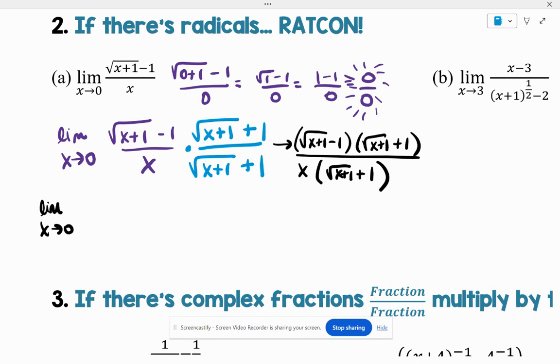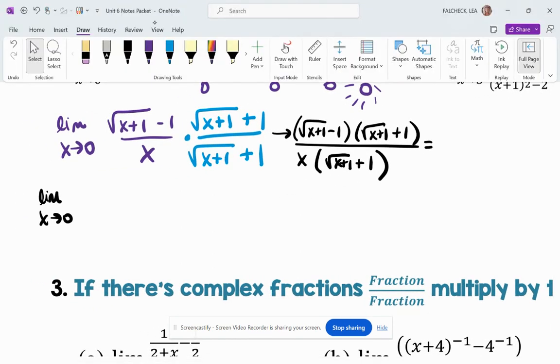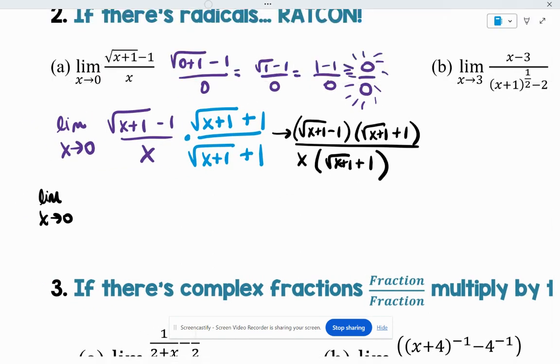Wait until, this is what Logan was saying earlier, right? Wait until you expand the top to see if anything's going to cancel with the bottom before you expand the bottom. And again, I am working into the next problem. Let me go drop it down. Here we go.